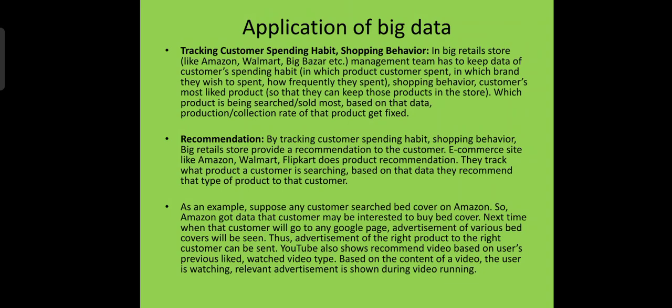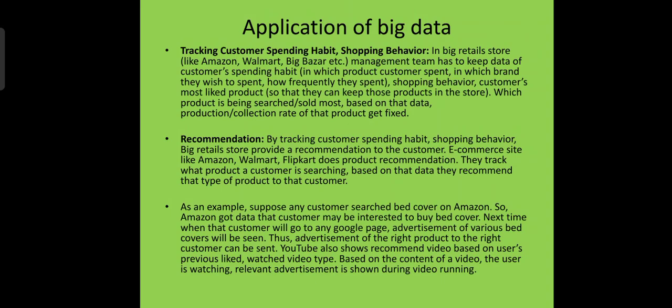So by tracking customer spending habits and shopping behaviors, big retail stores provide recommendations to customers. E-commerce sites like Amazon, Walmart, and Flipkart provide recommendations. They track what product a customer is searching for. Based on the data, they recommend a type of product to the customer.